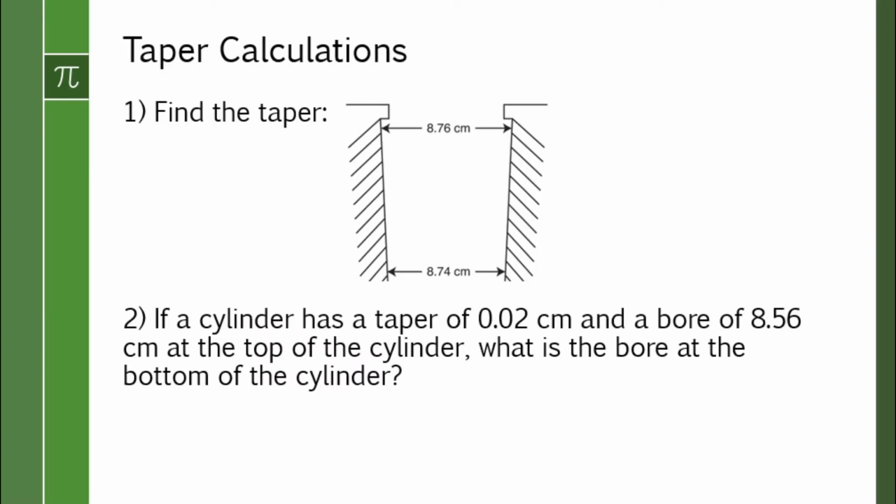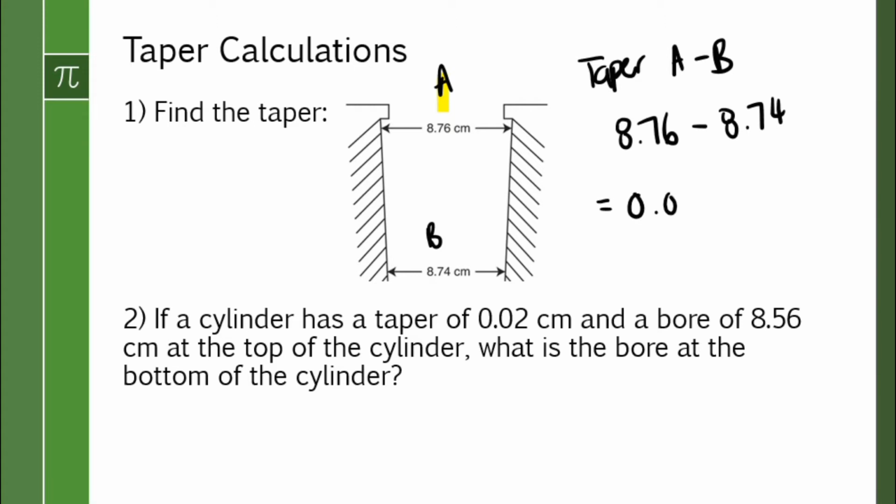So enough talk, let's do some math. We're looking at question 1 here. If you want to find the taper and you're given an illustration or descriptions, that is very easy. You know that your top measurement is A, your bottom measurement is B, and your taper is simply A minus B. It's pretty intuitive, big number minus a smaller number. So if you do 8.76 minus the bottom measurement, make sure your two measurements are in the same unit, you get 0.02, and because they went in as centimeters, they come out as centimeters. So that is the difference in diameter at point A and point B in the cylinder.